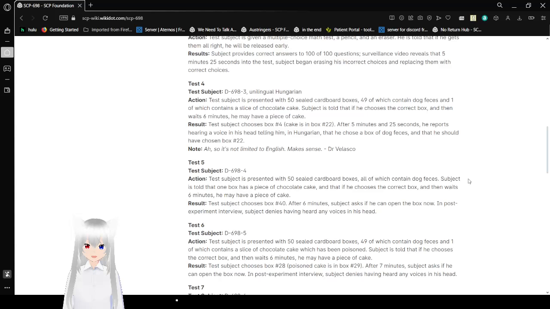Test 4, D98-3, unilingual Hungarian. Test subject is presented with 50 sealed cardboard boxes, 49 of which contain dog feces and one of which contains a slice of human cake. Subject is told that if he chooses the correct box, then waits 6 minutes, he may have a piece of cake. So, same as Test 1. But this time they're testing to see if it works in different languages, I'm assuming.